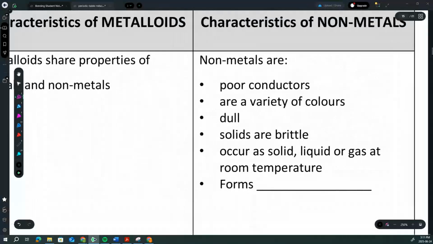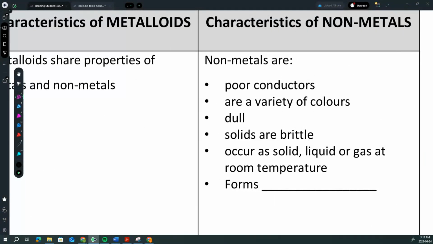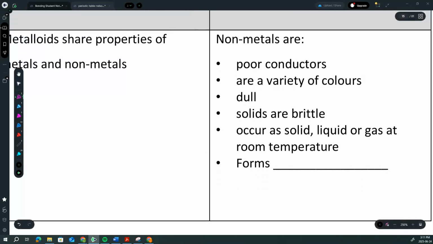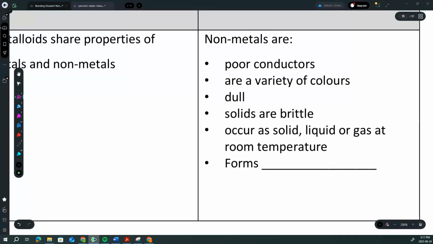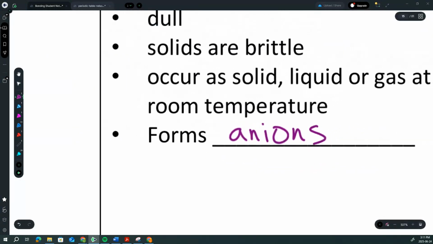Okay. Now, nonmetals, those are poor conductors, but there's lots of different colors for nonmetals. They're dull, solids are going to be brittle, and they can occur at any different state. So they could be solid, they could be liquid or gas, whereas metals, those are mostly going to be solid. Okay, but nonmetals, those are going to form anions. So anions, those are the negative ions.